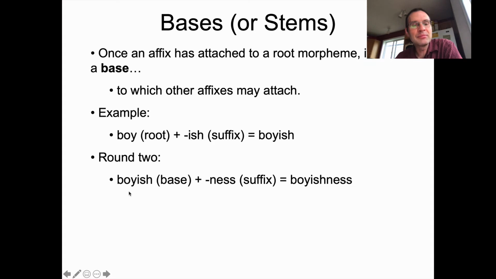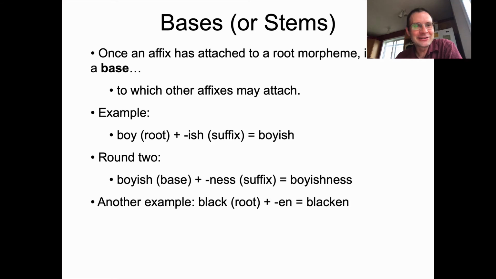You can take that boyish and add ness to it, but when you create another word out of this combination, the boyish is considered what's called a base rather than a root because it's already a complex word. There's already another morpheme attached to the root here. So you can still add ness to it. That takes an adjective boyish and makes it a noun, meaning the quality of being boyish. So boyishness. Can't believe I said that correctly every single time I tried. So I'm going to stop there for that one.